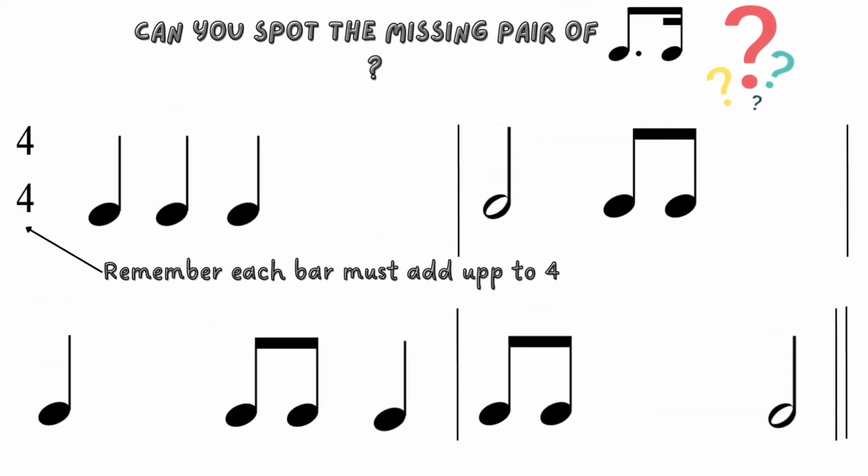So can you spot the missing pair of dotted quaver rhythms? Look at the bars, it's in 4/4 time. Remember, it has to add up to 4. Where do the missing notes go? Pause the video if you need to and think about where it would go.